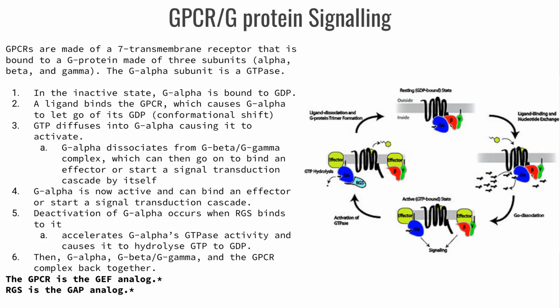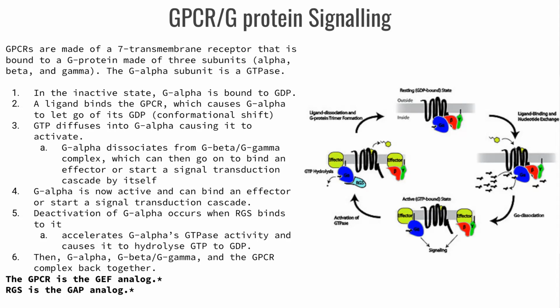Once it's done the signal transduction cascade, it can hydrolyze the GTP to GDP to inactivate it with a protein called RGS. Something important to note in this pathway is that the GPCR acts as a GEF because it causes G alpha to lose its affinity for GDP, so that GTP can diffuse in the binding pocket, and then the protein RGS acts as a GAP because it causes G alpha to hydrolyze GTP so that it can go back to its inactive state.